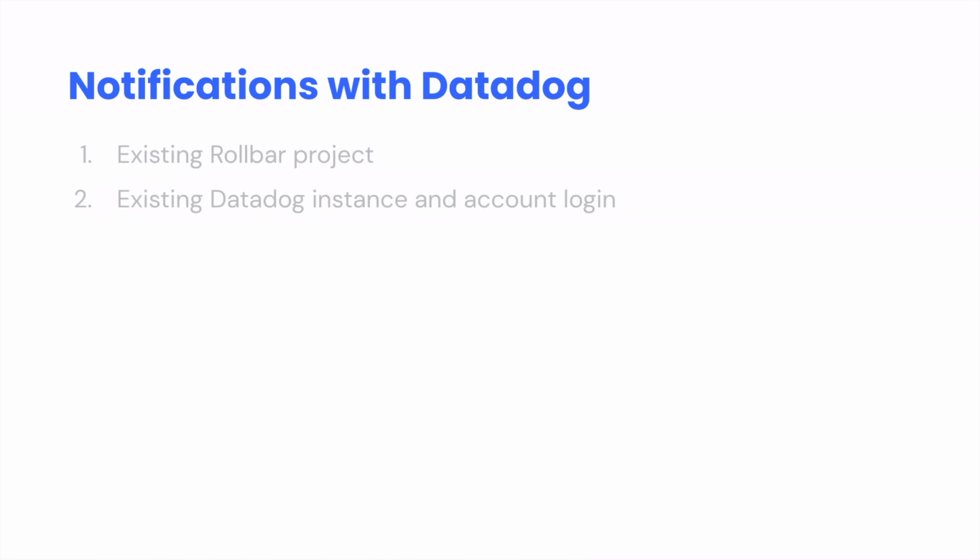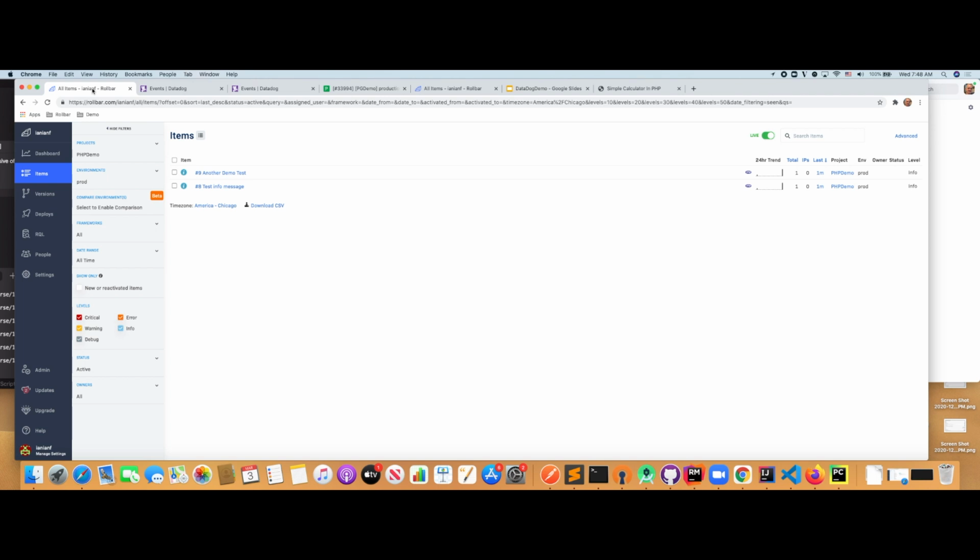First of all, you need to have an existing project that you've created in Rollbar that's actually received some errors. And secondly, you need to have an existing account in Datadog where you can log in and get your Datadog API key. So let's jump over to Rollbar for a second.